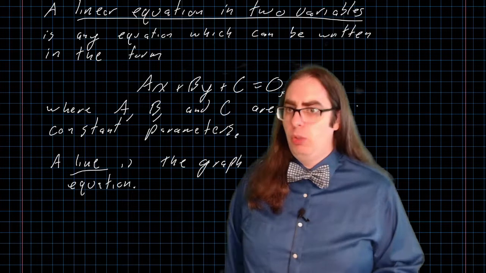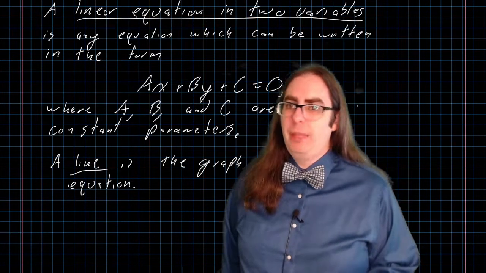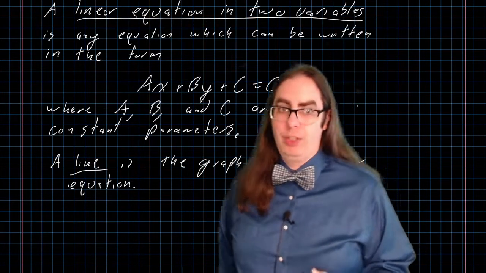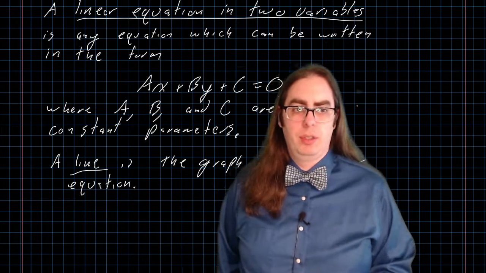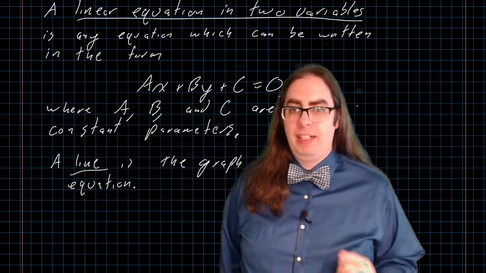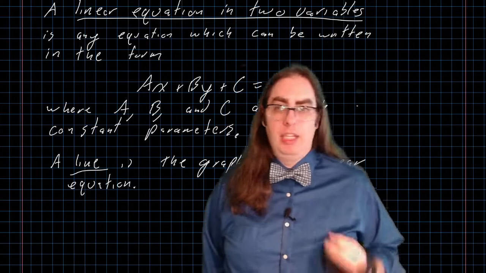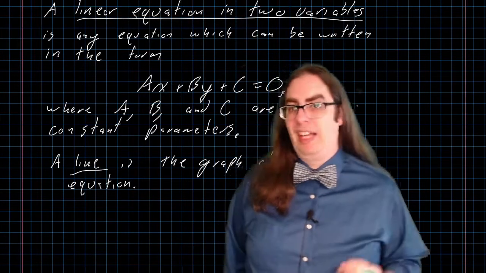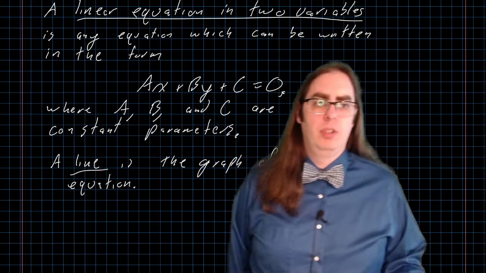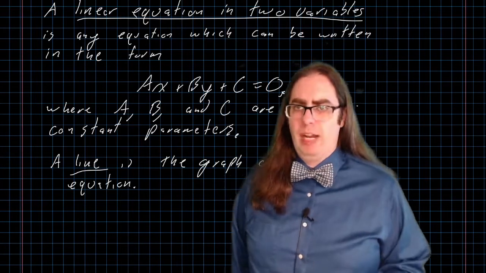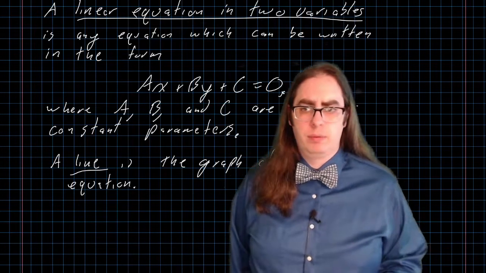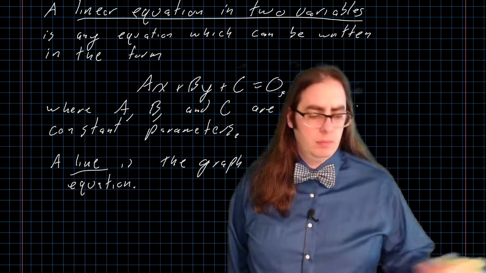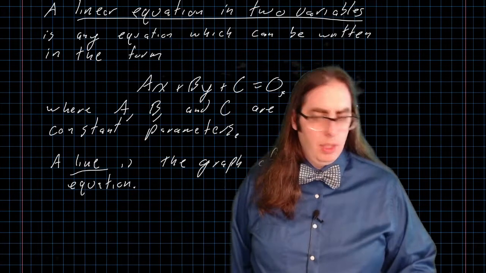So before we can do anything else, we need to make sure that these two definitions actually agree with each other. A line is defined entirely by 2 points. Given any 2 points, there is exactly one line passing through it. A line is the graph of a linear equation. That sounds like a theorem.